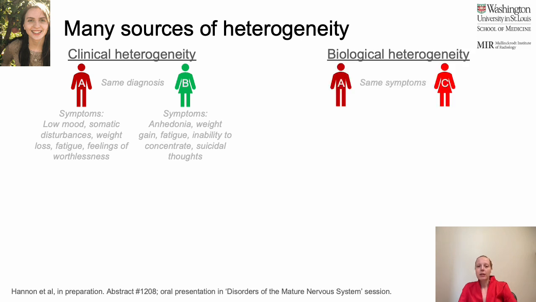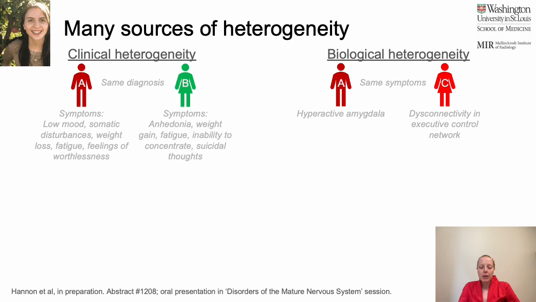But now let's look at another example where we compare patient A to patient C. Again, these are hypothetical patients, but now they have exactly the same diagnosis, but also exactly the same set of symptoms. So there's no remaining clinical heterogeneity. But it is possible that even though the symptoms are the same between these two patients, they might arise from different mechanisms in the brain. And I'm giving a simplistic example here.